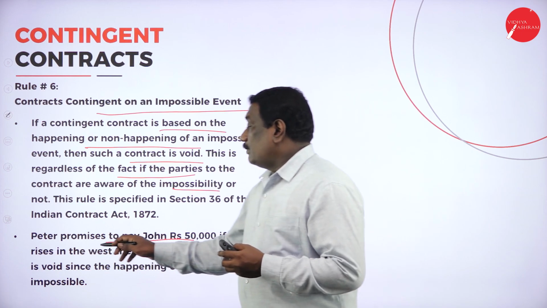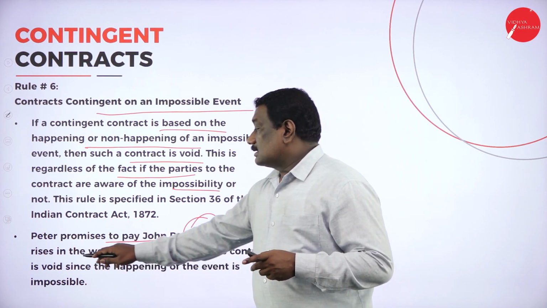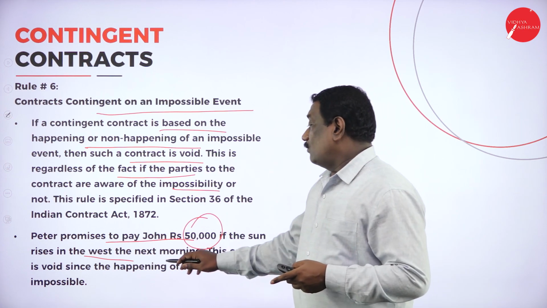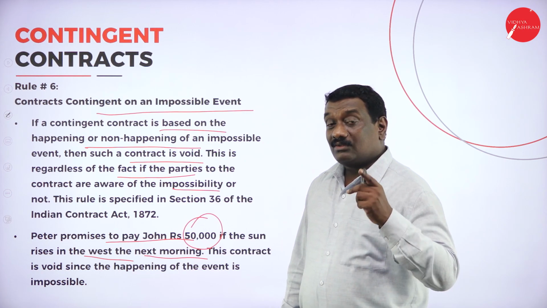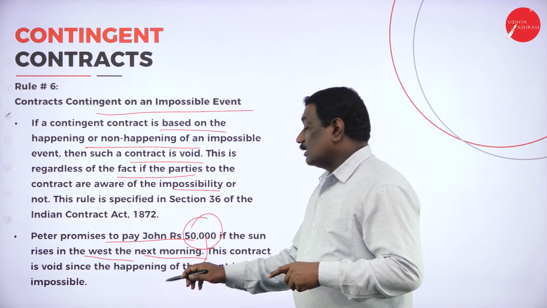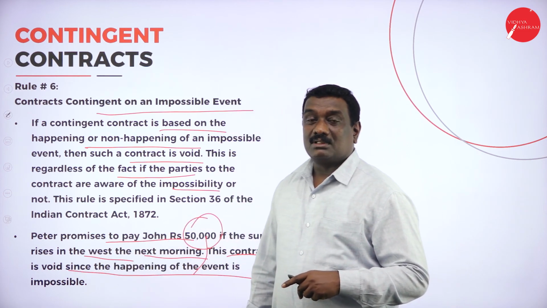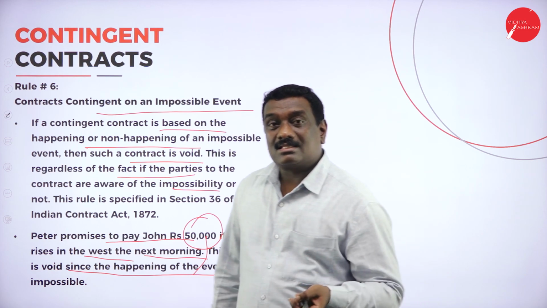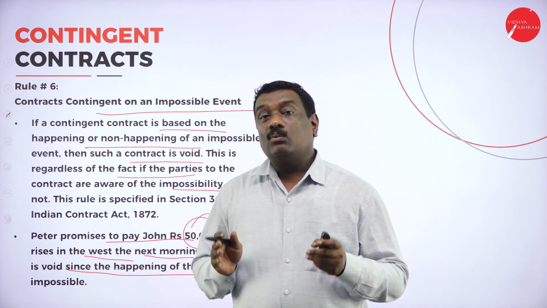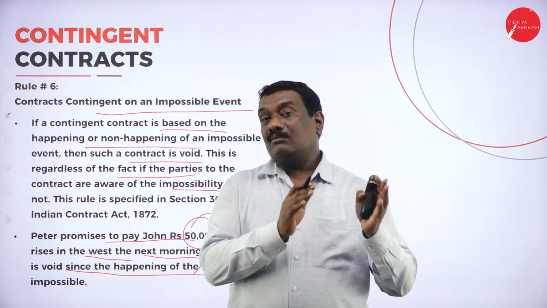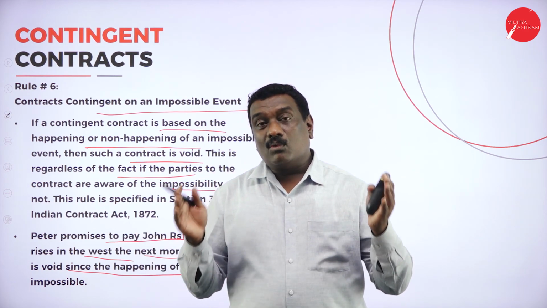By giving an example, I say that Peter is promising John rupees 50,000 again, but the condition is different here. If the sun rises in the west the next morning, that is tomorrow, then he is going to pay rupees 50,000. This contract is void since the happening of the event is impossible. Always the sun will rise in the east. It will not happen, because everyone knows that the sun will always rise in the east, and it will not change for tomorrow or after tomorrow, after 1 year or 10 years. It will be the same until the world is there.